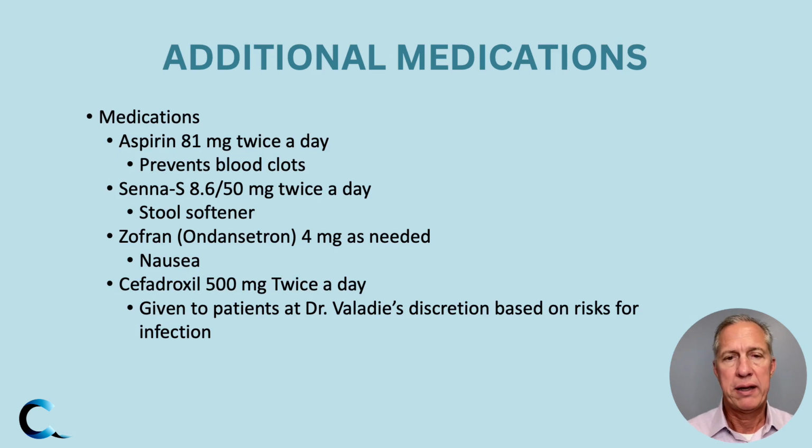Here are some additional medications. It's very important to be on a blood thinner for approximately 1 month after the surgery. Typically, we use baby aspirin twice a day. Some patients will require stronger blood thinners such as Eliquis or Xarelto. In addition, we recommend a stool softener such as Senna to try to minimize risk of constipation. We can use Zofran as needed for nausea. Very occasionally, we'll place patients on an extra week of antibiotics depending on their risk for infection.